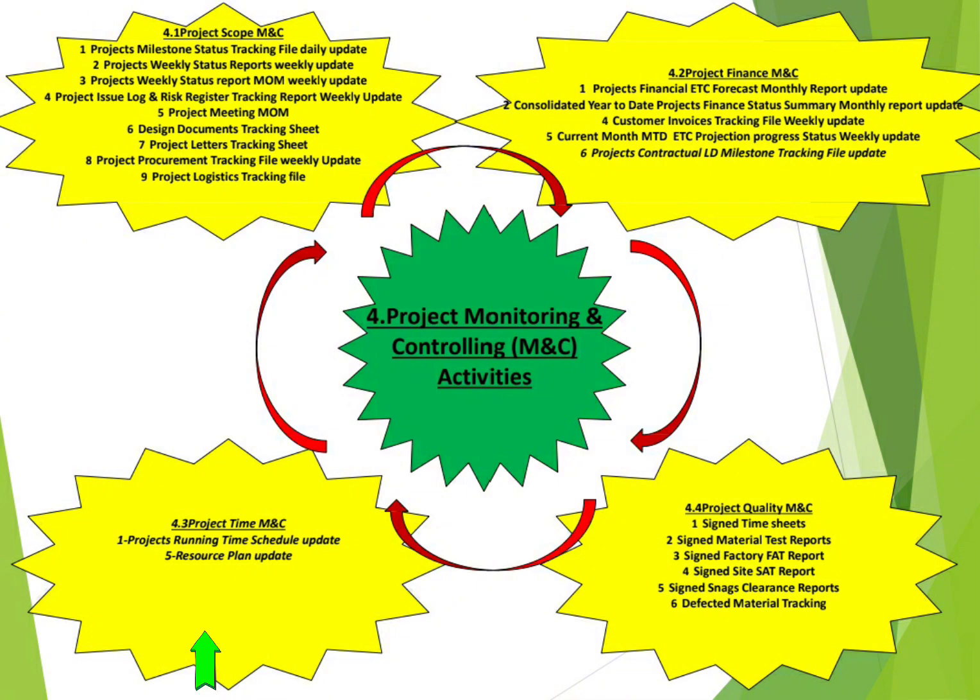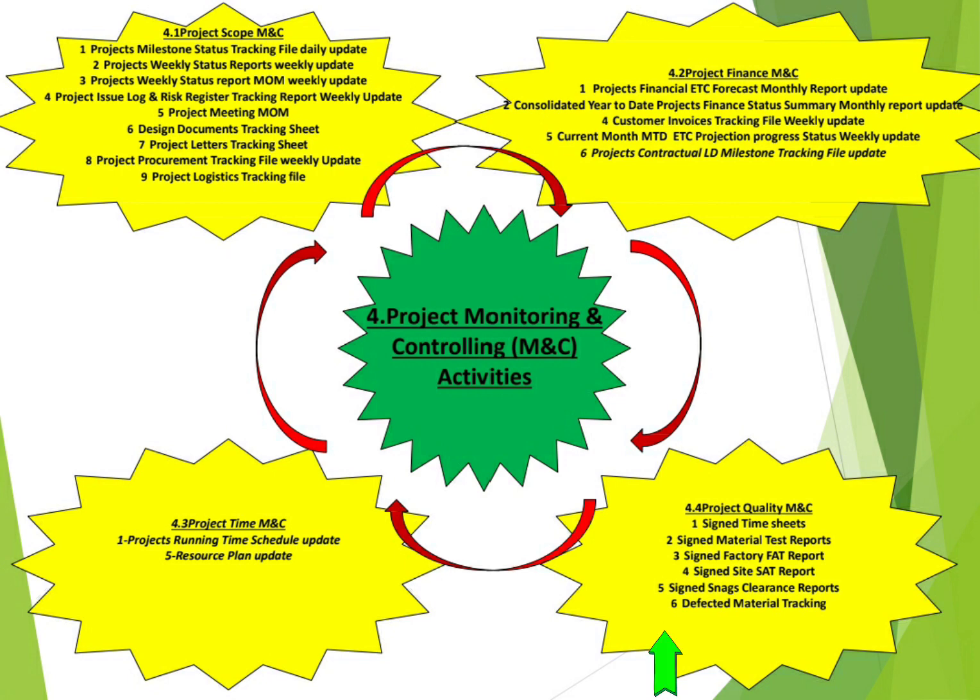After that, we'll go to 4.3, project time schedule monitoring and controlling. You need to check your project time schedule and compare it to the baseline. If there is any delay which you are not the reason for, you need to notify your customer, request an extension of time, and update the project time schedule to show the difference between the current plan and the baseline schedule. Also, there should be a resource plan in place. It needs to be updated: which resource and which substation, for how long, and so on. All of this also needs to be in a tracking sheet.